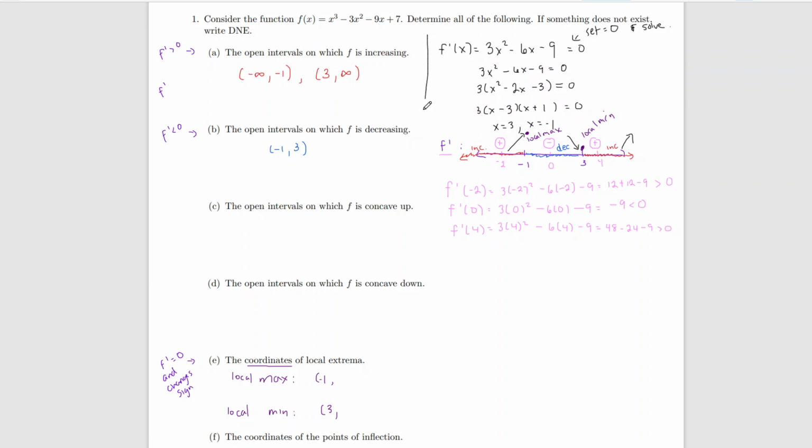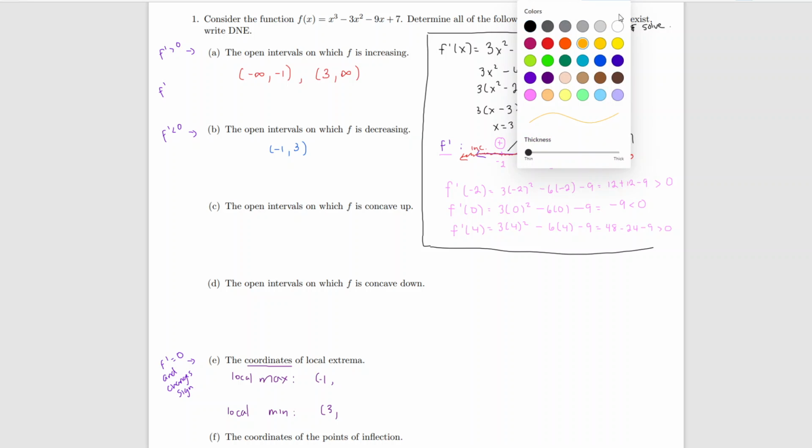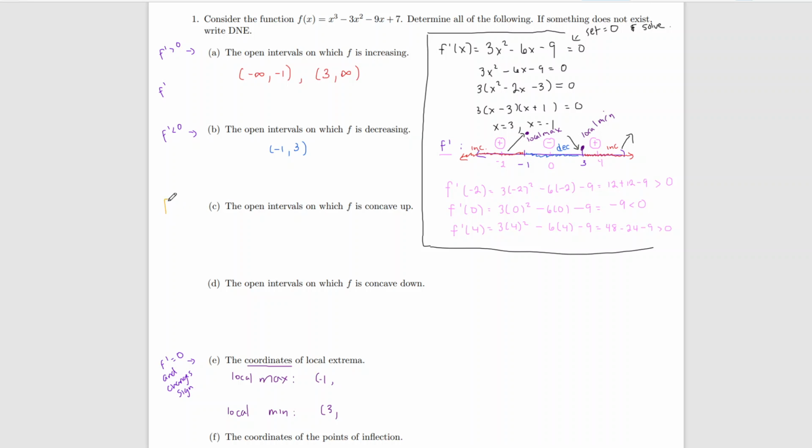All right, now all this stuff that we did on the side here was for the first derivative, which is increasing or decreasing. It has nothing to do with parts C and D. You cannot look at the intervals where it's increasing and decreasing and know anything about concavity, because concavity has everything to do with the second derivative. So concave up is where the second derivative is positive. Concave down is where the second derivative is negative.